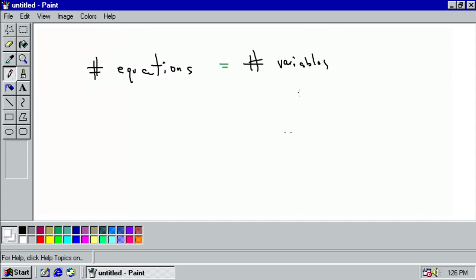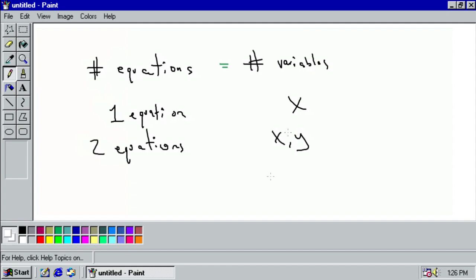So let's say we have x. This means we only need one equation. Let's say we have x and y. So we need two equations to solve that particular problem. Let's say if we have x, y, z, three equations are needed.